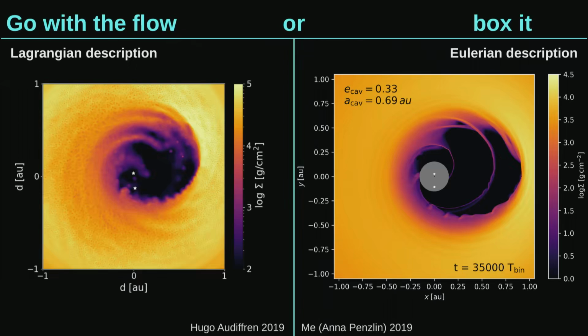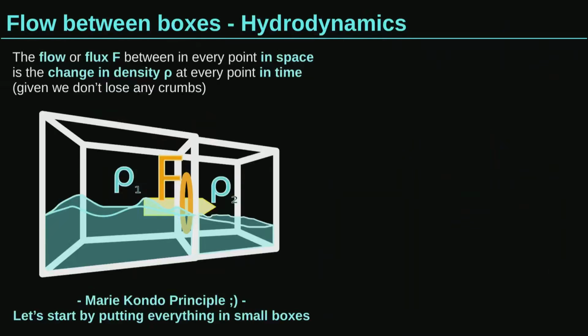So both methods have their pros and cons and are valid. But for now we will focus on this one, so we have these nice stream features. So again, going back to the boxes, we have to measure the flow between the boxes. This flow, in physics, we call flux. And we have a density rho 1, a density rho 2. And the flux is the description of what mass moves through the surface from one box to the next.